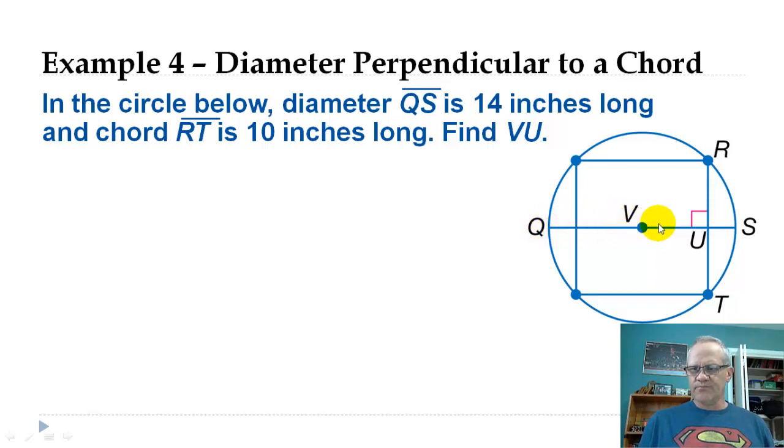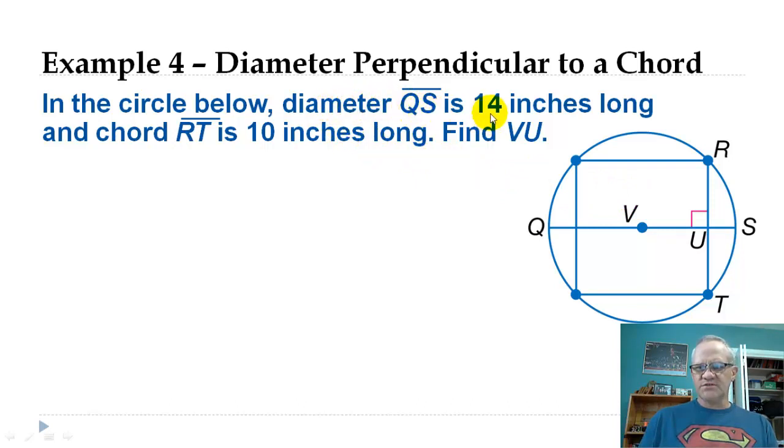We've got a diameter that makes a 90-degree angle with this chord. And so therefore we know RT is going to split exactly in half. The chord and also the arc RT will be split exactly in half by that. Okay, so keep that in mind, but we're going to have to go a little bit different here in how we approach it. So let's walk through it.